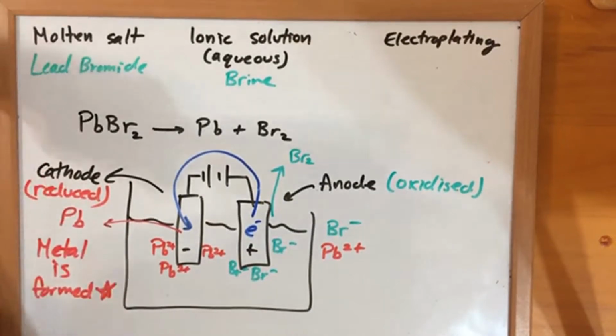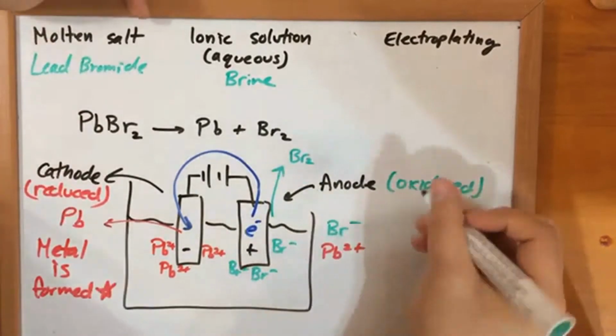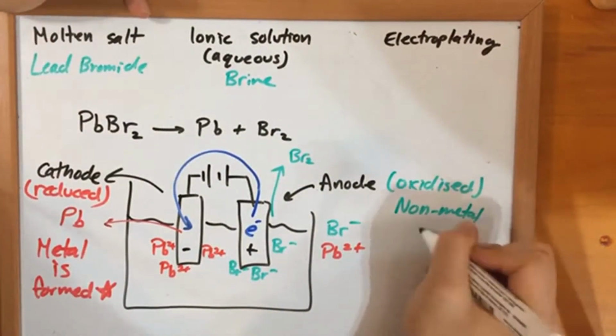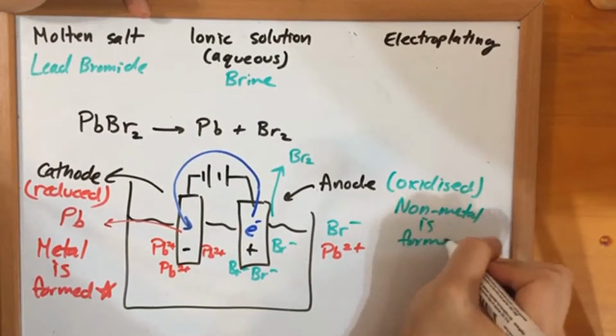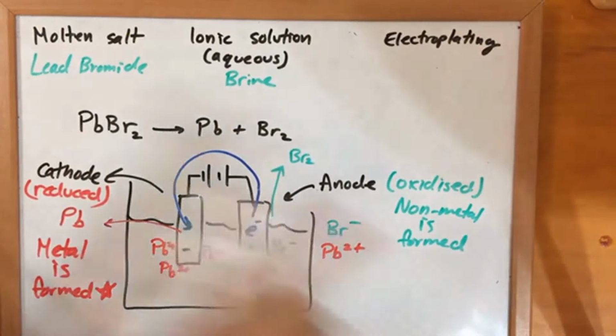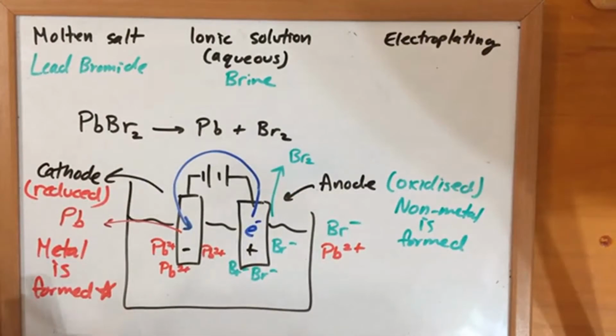Okay. And then over here at your anode, you're going to have a non-metal which is formed. And this is just because, let me quickly explain this here. All this time we've been talking about ionic solutions. Ionic bonds or ionic compounds are generally formed between a metal and a non-metal, which is why when we separate it, you will get a metal and a non-metal.